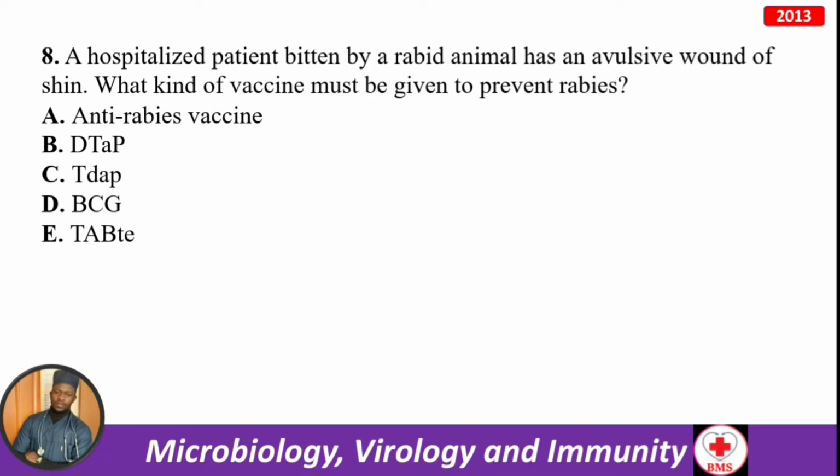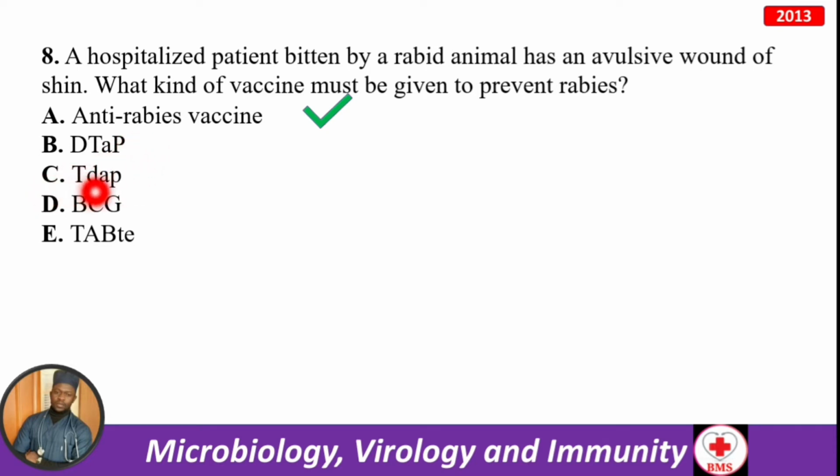A hospitalized patient bitten by a rabid animal has an avulsive wound of shin. What kind of vaccine must be given to prevent rabies? Anti-rabies vaccine, of course, anti-rabies. DTaP is given like in children for prevention of what? Diphtheria, tetanus, and pertussis, right? So the pertussis part will be acellular pertussis.